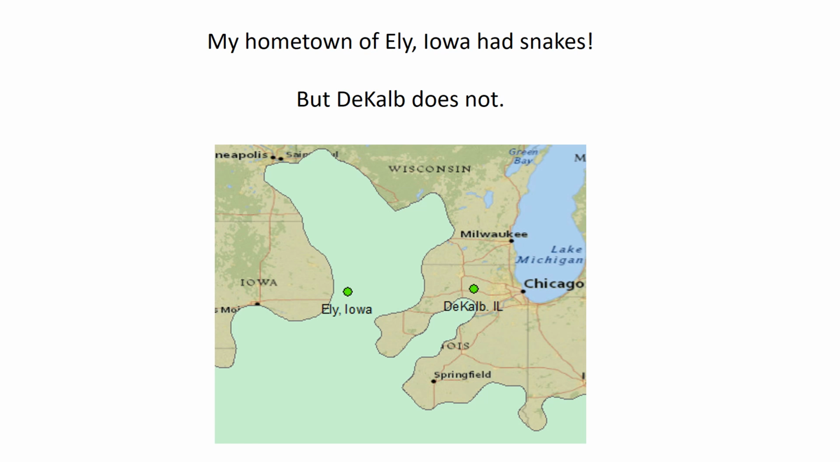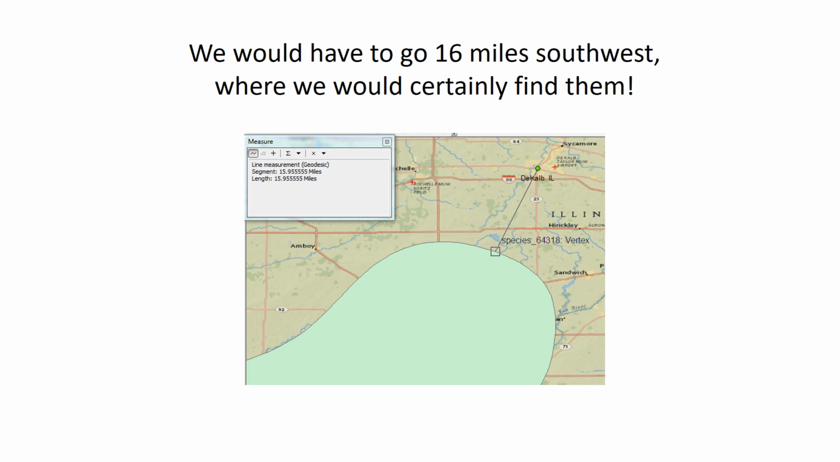So I pulled the data down and brought it into ArcGIS and took a look at whether or not the region for timber rattlesnakes was actually in my hometown or not. I'm from Ely, Iowa, and sure enough, timber rattlesnakes show up as being included in that species distribution. So that was great. But DeKalb doesn't. DeKalb's not in there. If we measured, we would find out that the closest distance is about 16 miles or so.